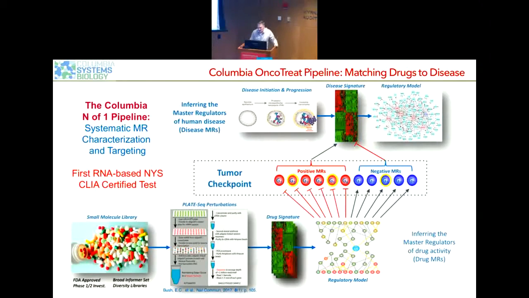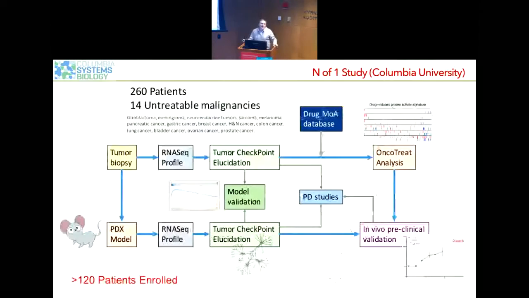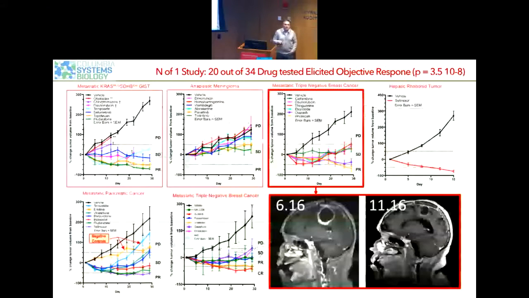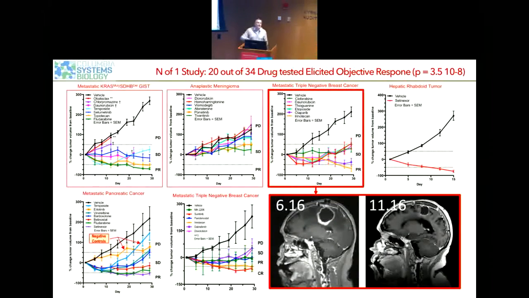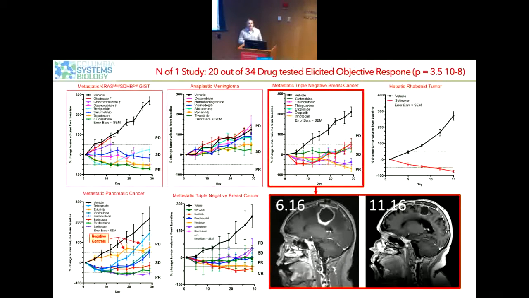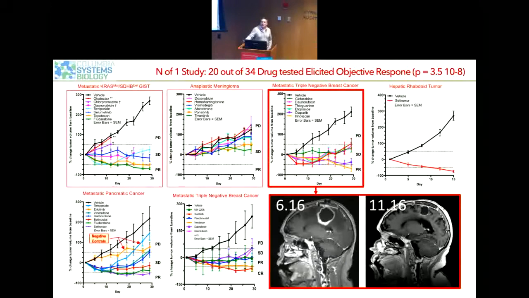Okay? So we did this for now 120 patients. We transplanted about 45 of them in PDX models, and about 25 of them are growing, and 7 of them we have already completed multi-arm studies using drugs. So we actually tested 34 drugs that were predicted by these methodologies, OncoTreat that I just showed you, or another one called OncoTarget that just looks at druggable proteins that are aberrantly activated. And both of them have just received New York State CLIA compliance certification, so they can be used clinically in a number of clinical trials.